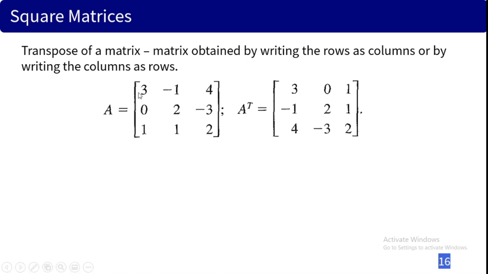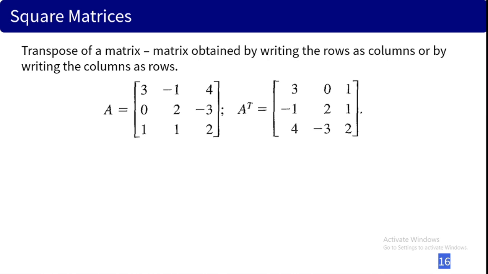We have here the arrangement of the columns: 3, 0, 1, negative 1, 2, 1, and 4, negative 3, 2. What happens when we obtain the transpose of this matrix? The columns in this matrix A are rewritten as rows in this transpose. The columns here became rows in this transpose. That's 3, 0, 1, and negative 1, 2, 1 became the row negative 1, 2, 1, and lastly the column 4, negative 3, 2 became the row 4, negative 3, 2 in its transpose.